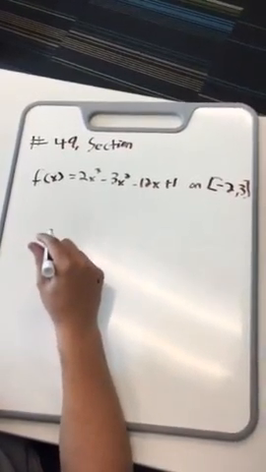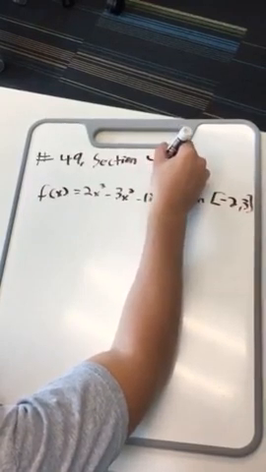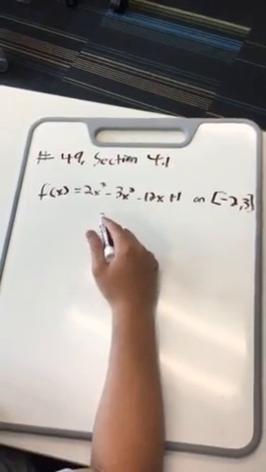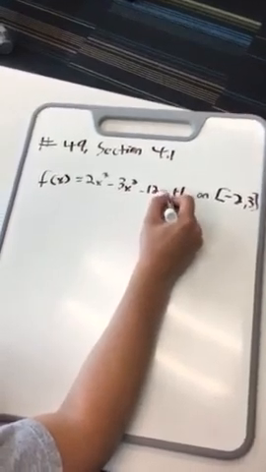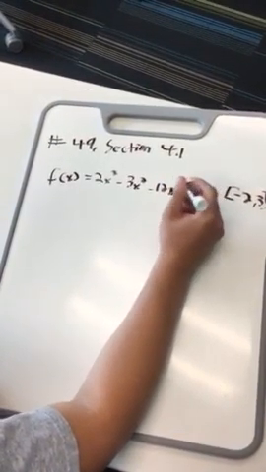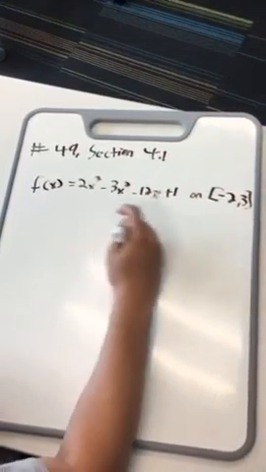All right, this is problem number 49, section 4.1, and we have to find the maximum and minimum of this equation on this interval. So in order to find the numbers that we are going to test initially, we're going to have to take the derivative of this whole equation.